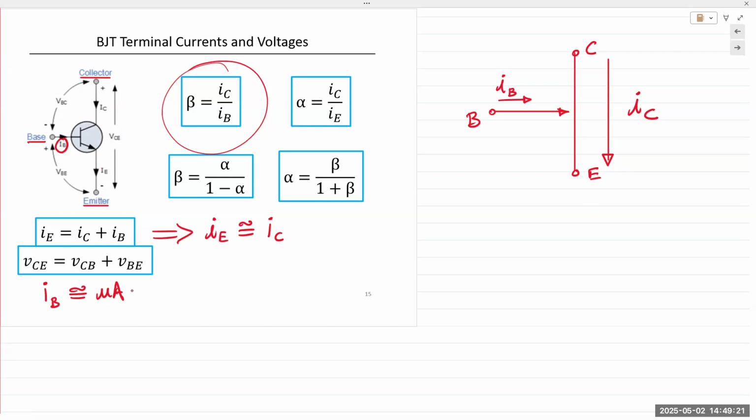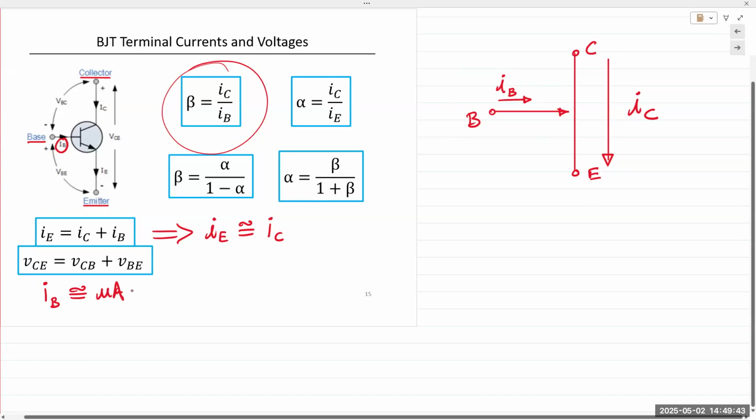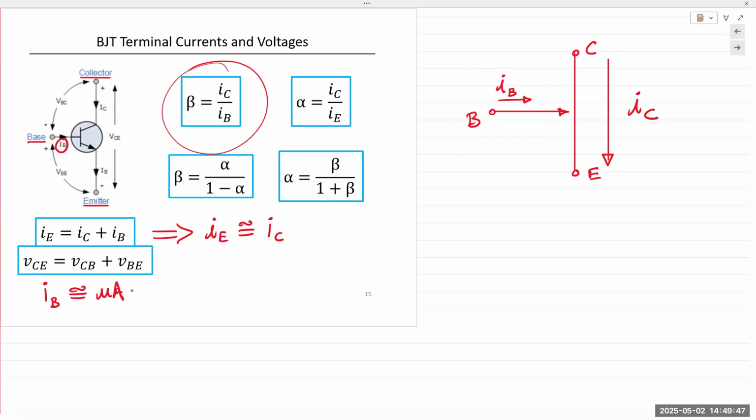But now, if you insert a third terminal in there, you can actually change and control the current using this third terminal. And that's what the base is effectively doing. The base is allowing us to control the flow of current from the collector to the emitter. That's the advantage of a 3-terminal device. And so effectively, IB is controlling IC.